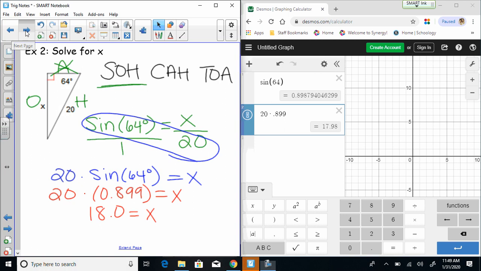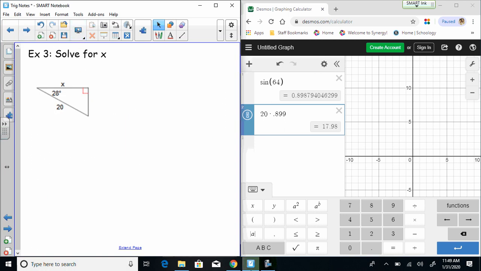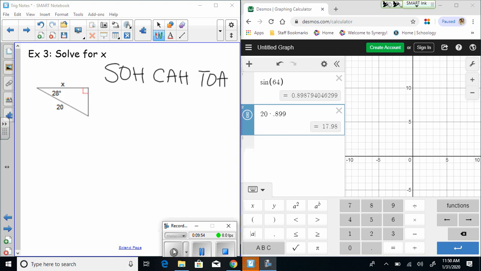So let's go to example 3. Hang in there, we're almost through. So in this one, let's label our hypotenuse, because we always know that's across from the right angle. Then from our 28 degree angle, here's the opposite, and here's the adjacent. So now I'm going to cross out what I don't have. I don't have anything on the opposite side. So now I have the A and the H left, so I know I'm going to use cosine.